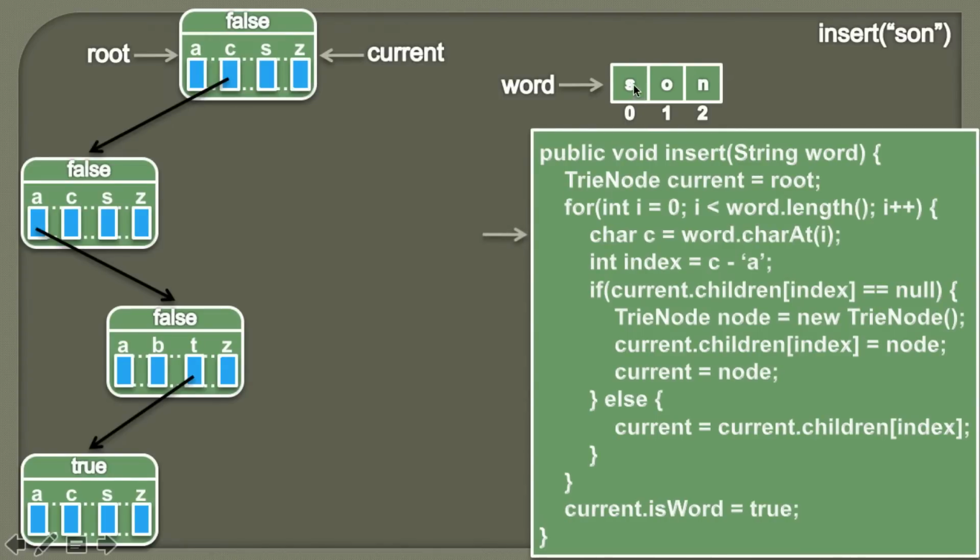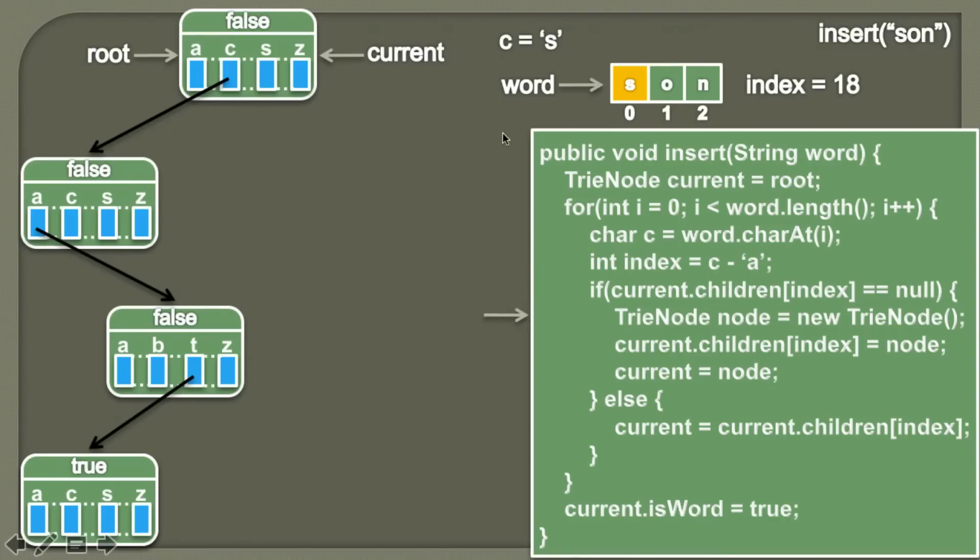So in the first step we'll insert s. So c will have the value s. We will evaluate its index position by subtracting a from s, so the index will become 18. Then we'll provide an if block and check into this trie node array at index 18 what the value is, whether it's pointing to null or not. Here you can see currently it is pointing to null. So the condition in the if block comes out to be true.